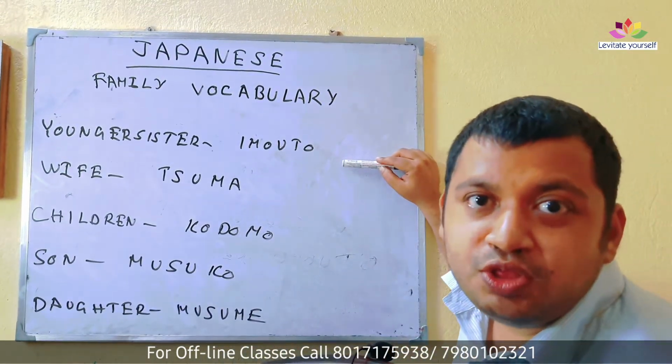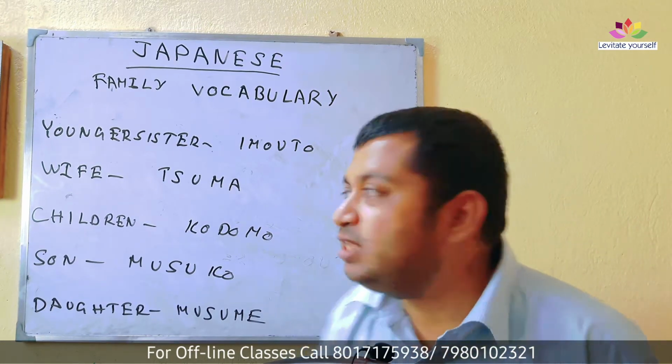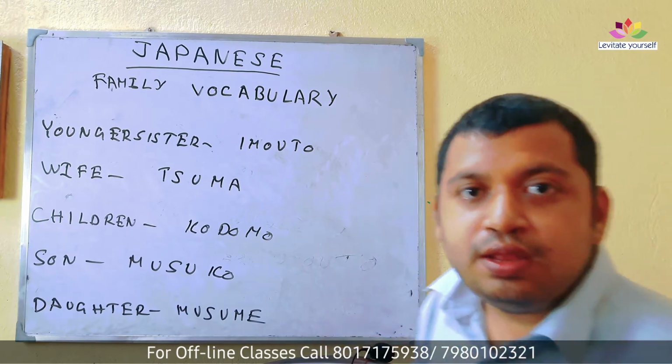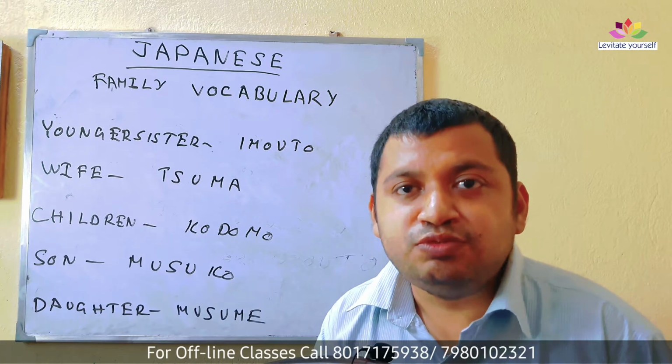Younger sister, imouto. Let's pronounce it with me. Younger sister, imouto. Let's move to the next word. Wife, tsuma. Let's pronounce it with me. Wife, tsuma. Let's move to the next word.